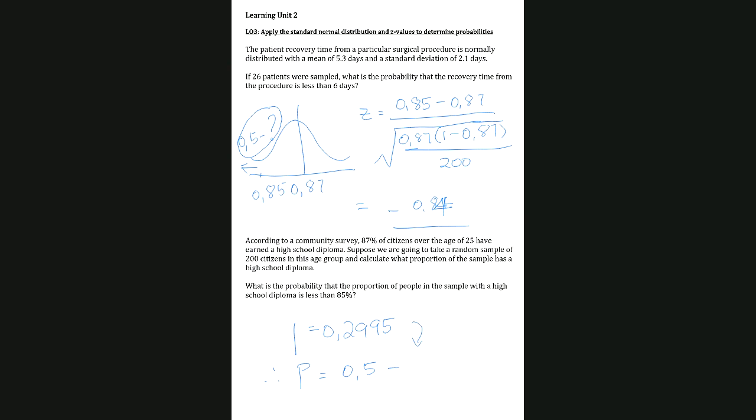So now, according to the rule, it says that the probability is then 0.5 minus whatever answer you got from the table, which is minus 0.2995. That is 0.2005, which as a percentage, if you multiply by 100, is 20.05%. And then to answer the question, what is the probability that the proportion of people in the sample with a high school diploma is less than 85%? You would then say that there is a 20.05% probability that the proportion of people in the sample with a high school diploma is less than 85%.